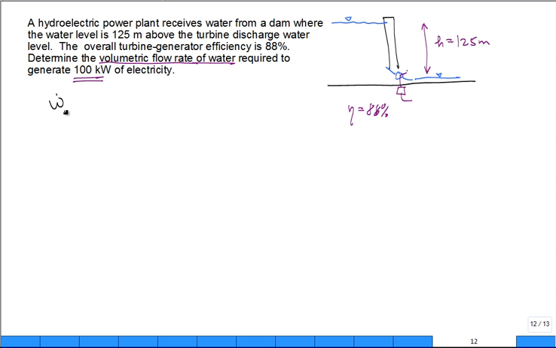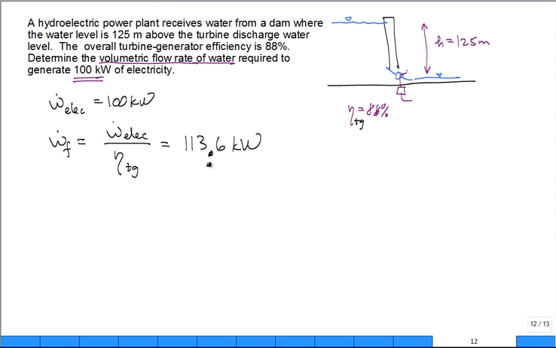So W dot electric is 100 kilowatts. That means that I need W dot fluid to be greater. The power out of the water flowing through the turbine needs to be greater, by dividing by the efficiency of the turbine generator, which is 88%. So if you divide 100 by 88%, you find that you need 113.6 kilowatts of fluid power, just an intermediate calculation.